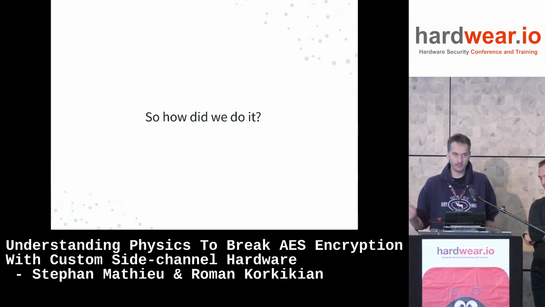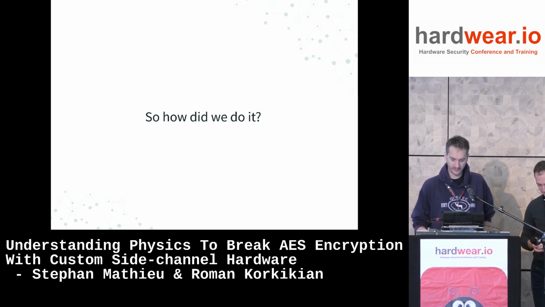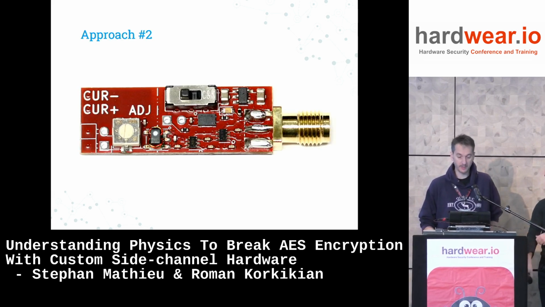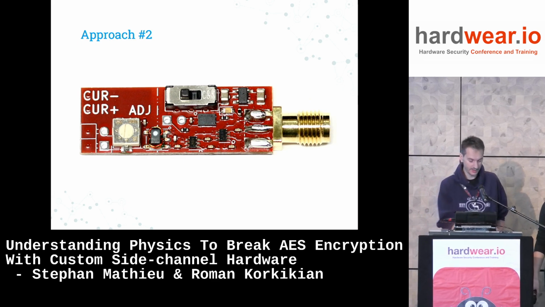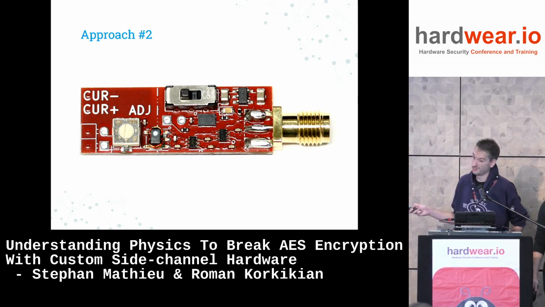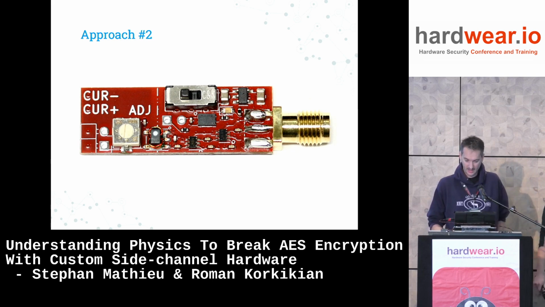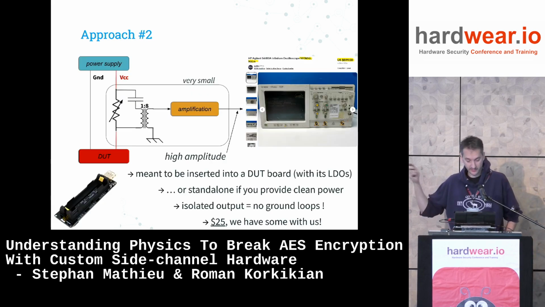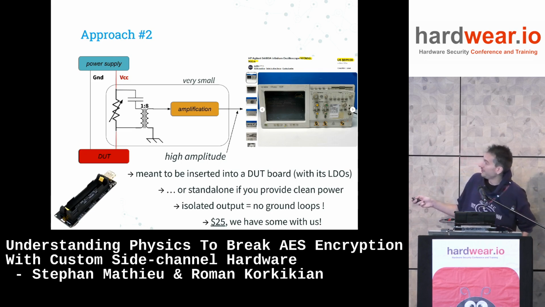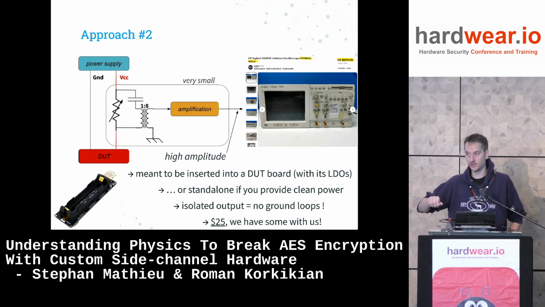So how did we do it? I promised you we would present the platforms that we designed. So I'll start with approach number 2. A tiny PCB that you put in line with wires here on your board. This is the diagram I presented before. You have the DC current that is going to go there. So you have a potentiometer, because in some cases you might want to adjust the gain.